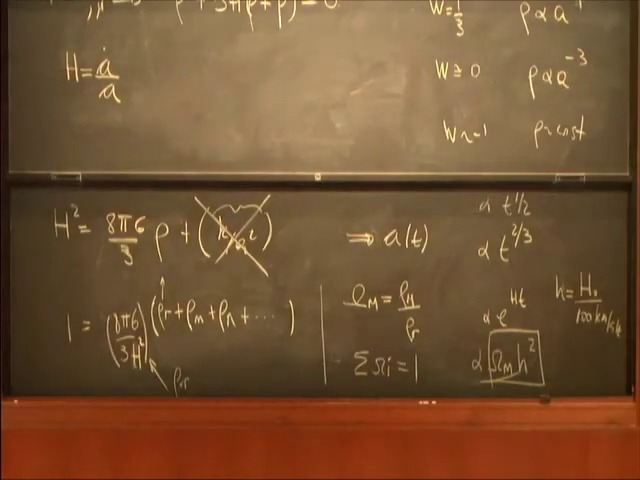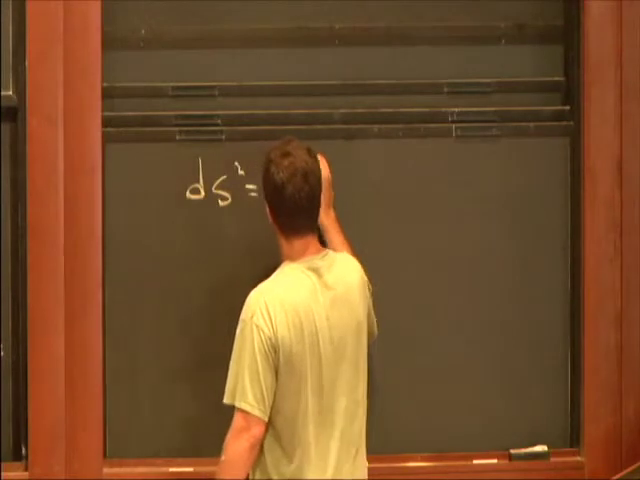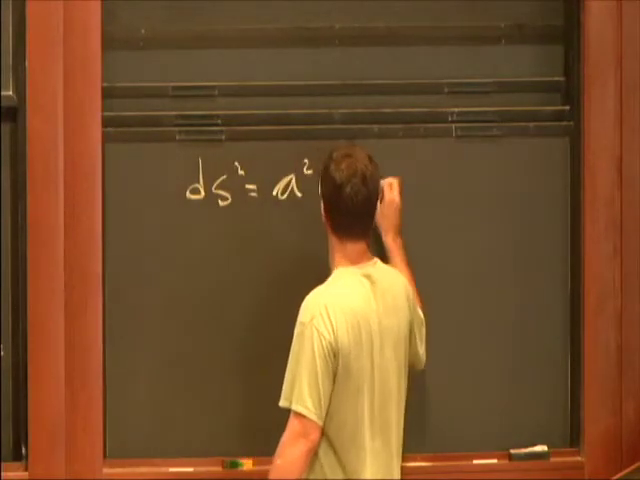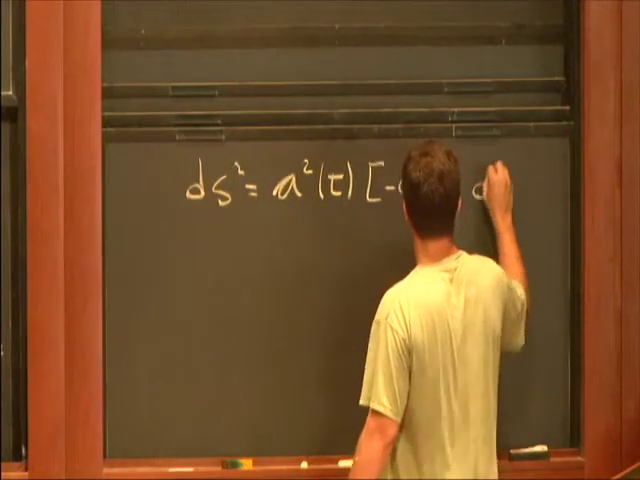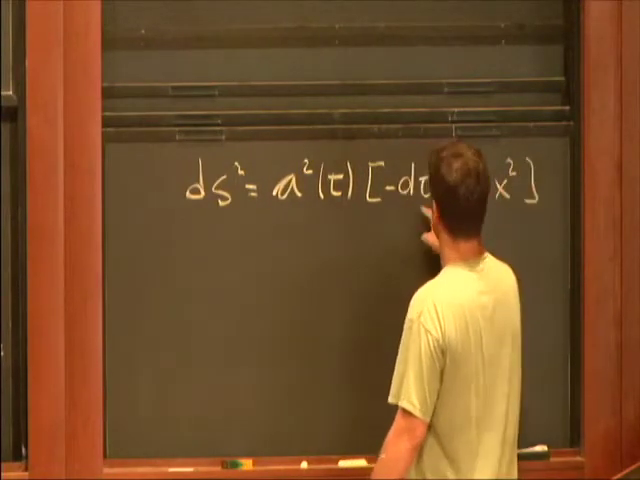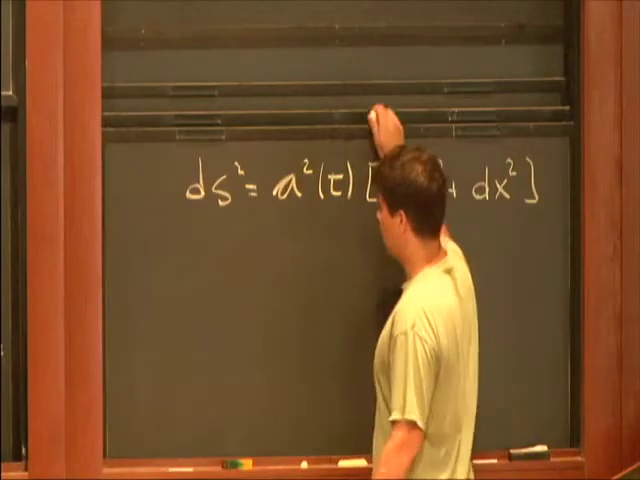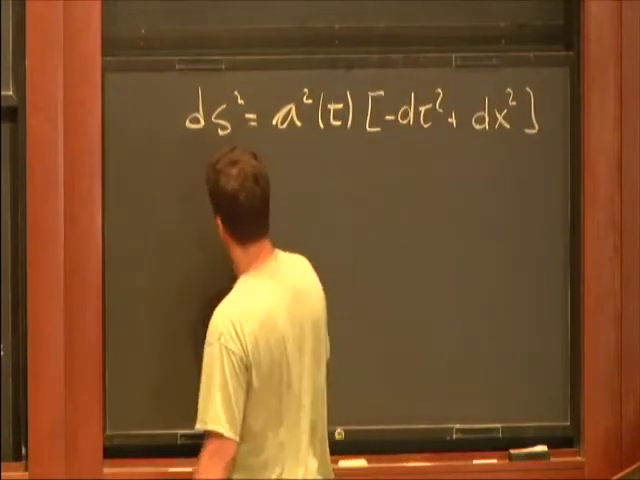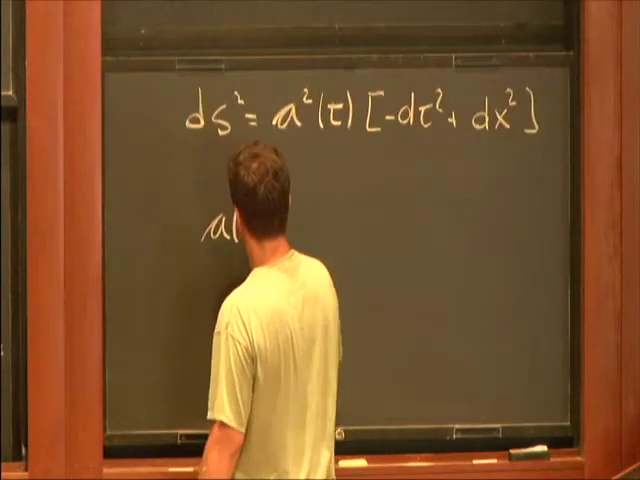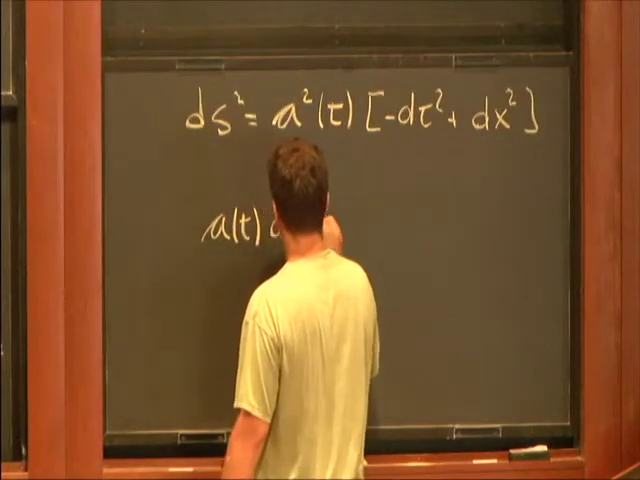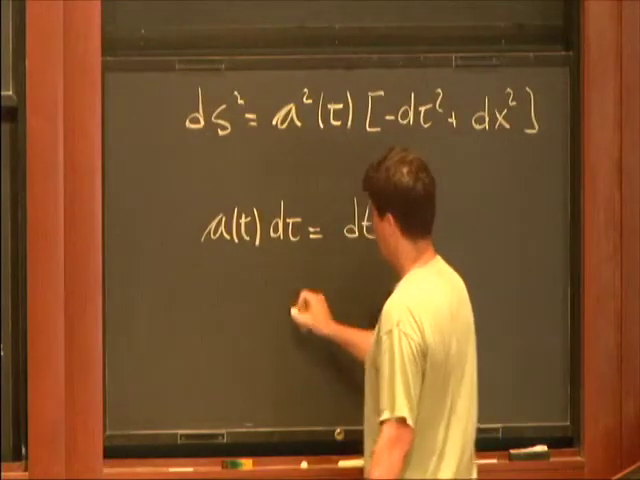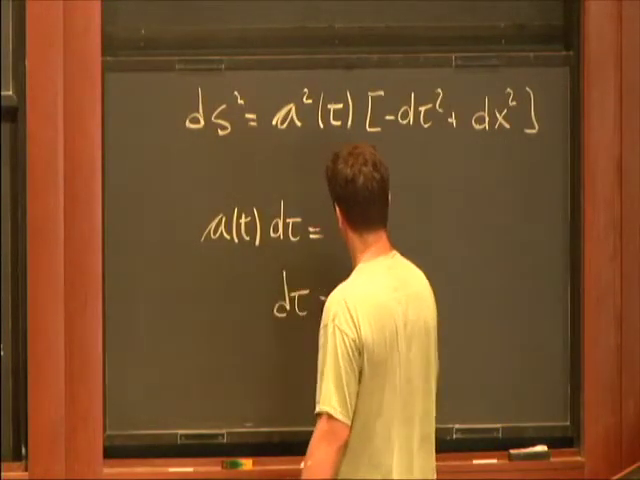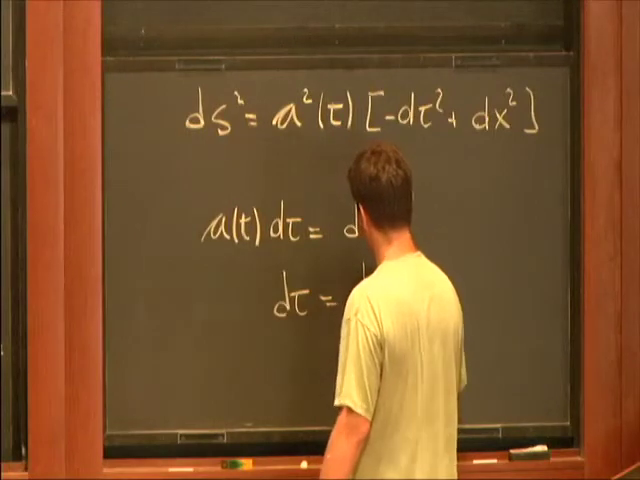So what we want to do is then write the FRW metric as something like a square of conformal time, which I will call tau. So now light rays again travel at 45 degrees in your diagram, and just as before, a of tau d tau is dt. Okay, so you can find the conformal time tau by integrating this equation.